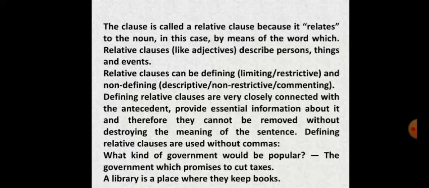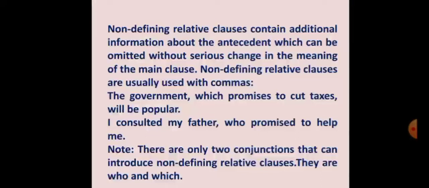Defining relative clauses are very closely connected with the antecedent and provide essential information about it, therefore they cannot be removed without destroying the meaning of the sentence. Defining relative clauses are used without commas. What kind of government would be popular? That government which promises to cut tax. A library is a place where they keep books.